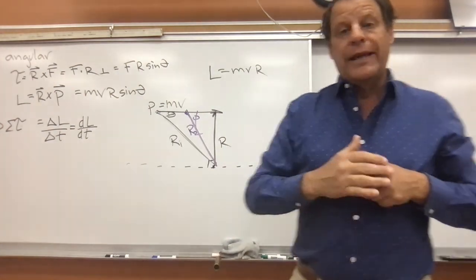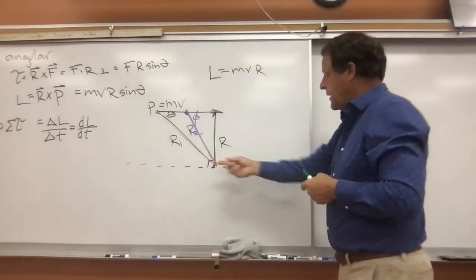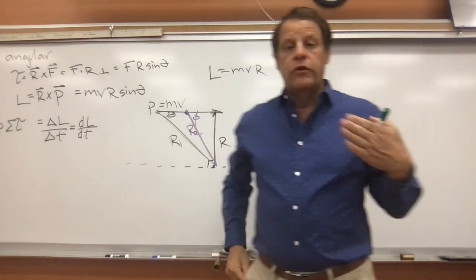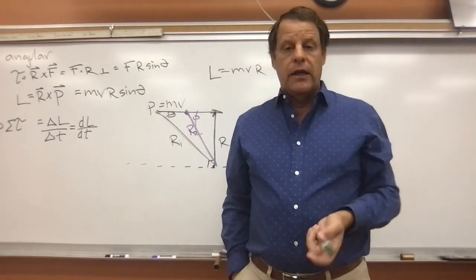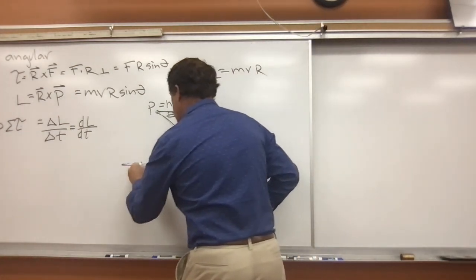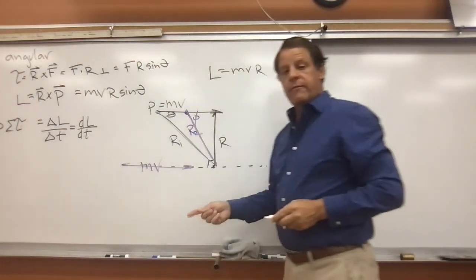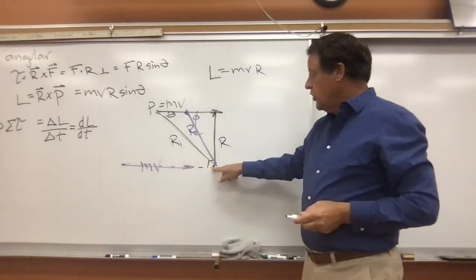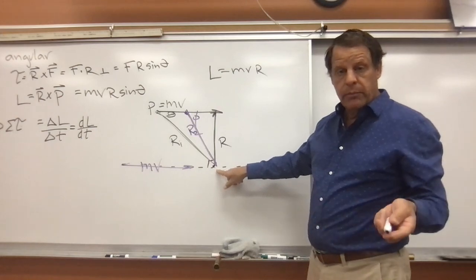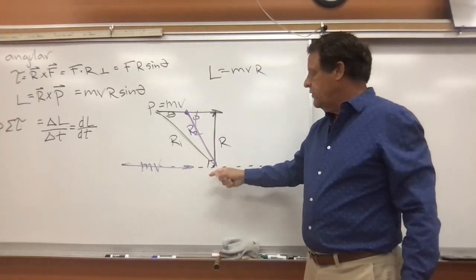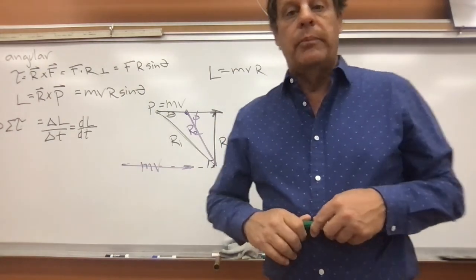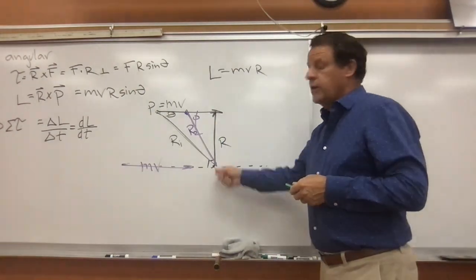So anything going in a straight line with respect to some point or some line that is not parallel to that momentum will have angular momentum. Now, if we have this mv going parallel to that axis or to that pivot point or axis point, then we can see that the r would be 0, and we would not have any angular momentum with respect to that point.